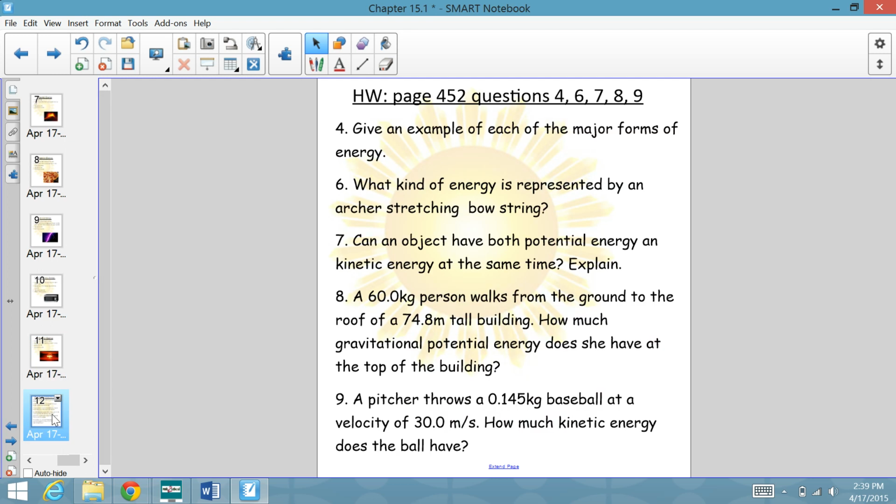So now that we know about the major types of energy, answer these questions on page 452 and have it ready for tomorrow.